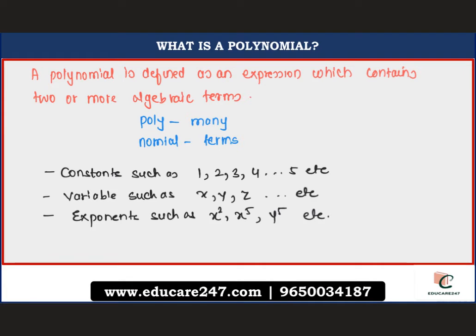First we'll see the basic concept of polynomials, because it is very important for us to understand what a polynomial is and then build on to the concept that we are going to use. A polynomial is defined as an expression which contains two or more algebraic terms. Poly means many, nominal means terms. So it consists of constants like 1, 2, 3, 4, 5, variables such as x, y, z, and exponents such as x square, y square, x to the power 5, y to the power 5. This is the most basic definition of a polynomial.